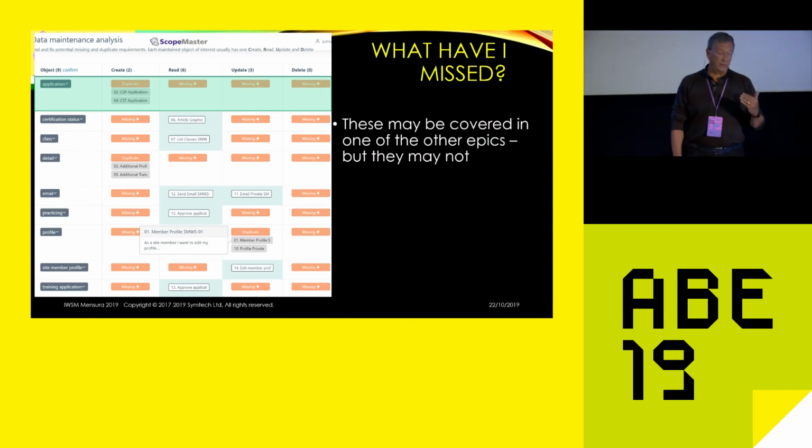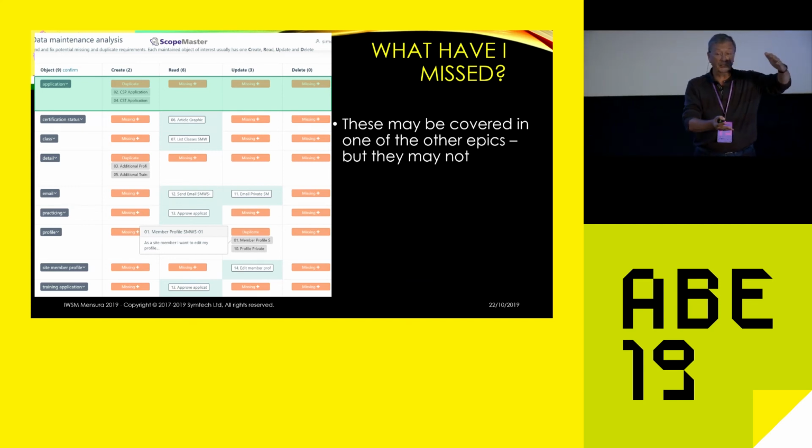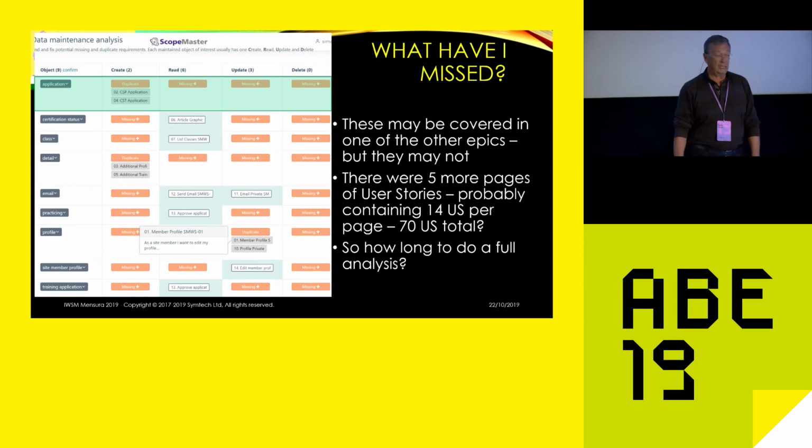Remember that these may also, of course, be covered in other epics, because that was only the first page. There were actually 5 more pages, probably another 14 user stories per page, a total of 70 user stories. Oh, I've got to analyze that log. How long is that going to take?